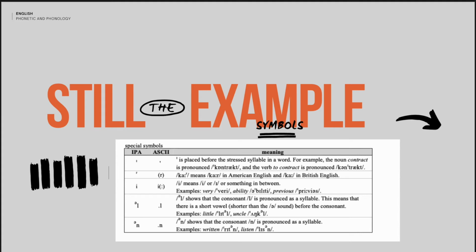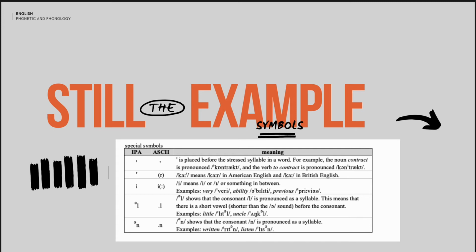And the fourth symbols, EI, shows that the consonant I is pronounced as a syllable. This means that there is a short vowel shorter than E sound before the consonants. For example, little, little, uncle, uncle.